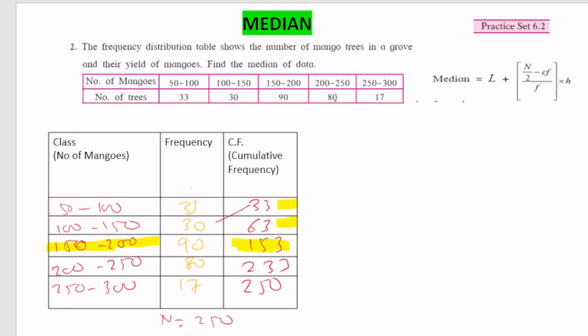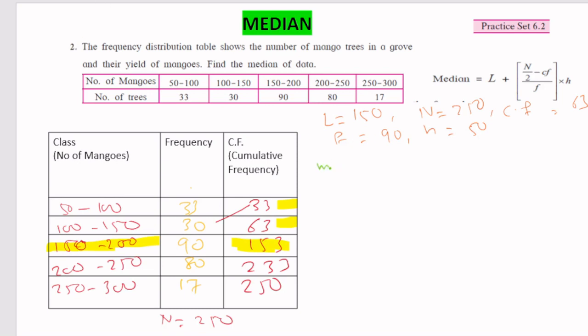Let's write the values immediately. What is L then? In this case, the lower limit is 150, and you already got n as 250. CF of the previous class, so CF is equal to 63, and the frequency of that class is 90, and the class size h is equal to 50. Perfect. How did you get the class size? 200 minus 150. Now substitute in the formula to get the answer.